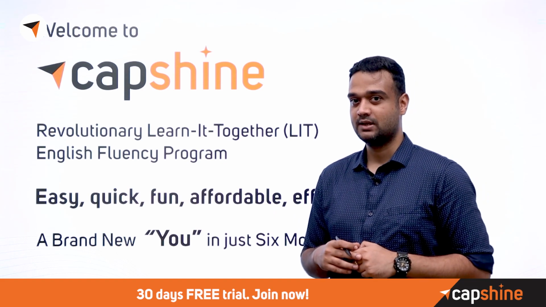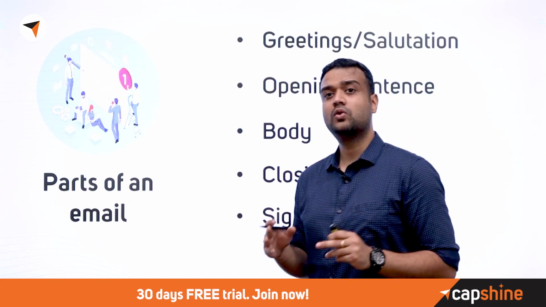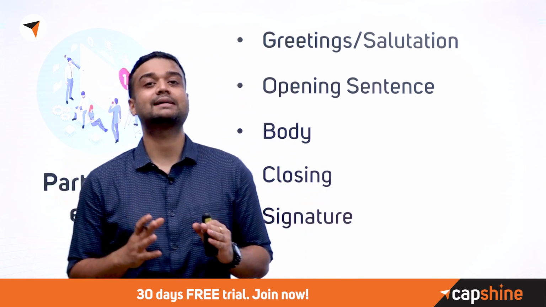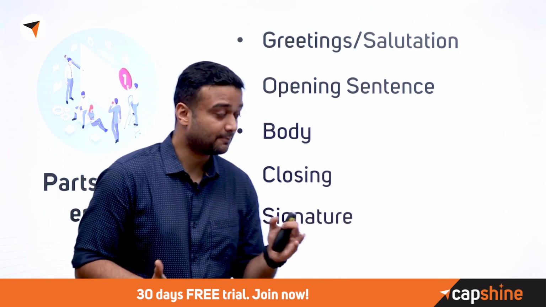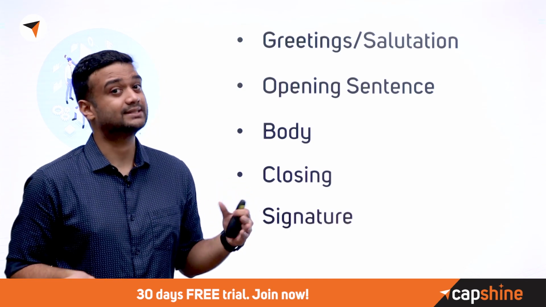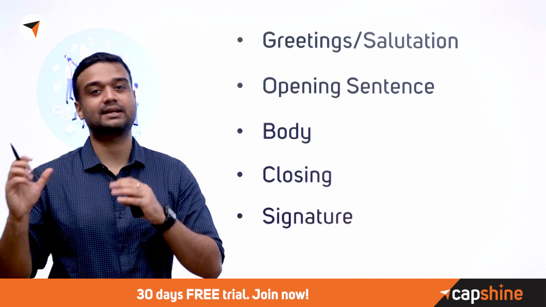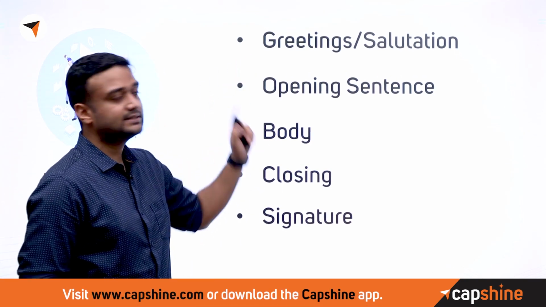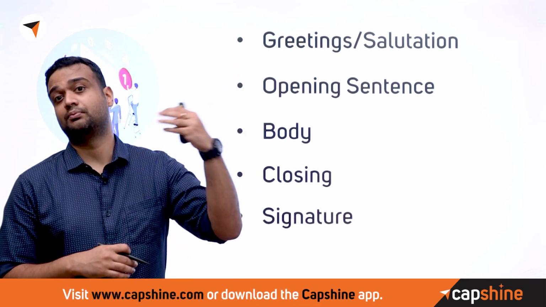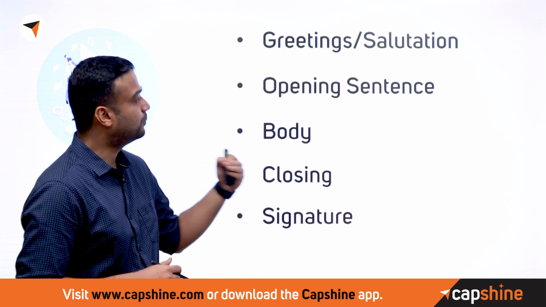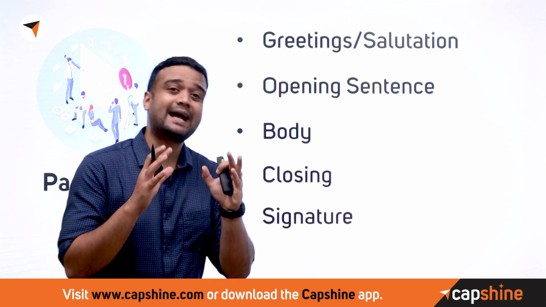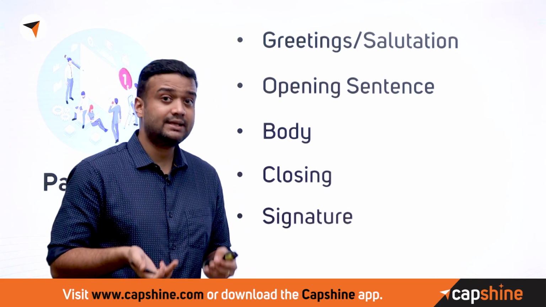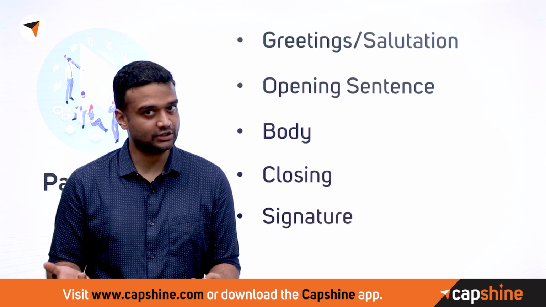So, how do you go about writing an email? Well, it's fairly simple. An email has some components to it, and once you understand the components, we can figure out how to write in each of these situations. So, the first thing you do is greet or bring in a salutation. You have an opening sentence. You write your main idea or what you're writing about in your body. You have a closing, and of course, you have your final signature.